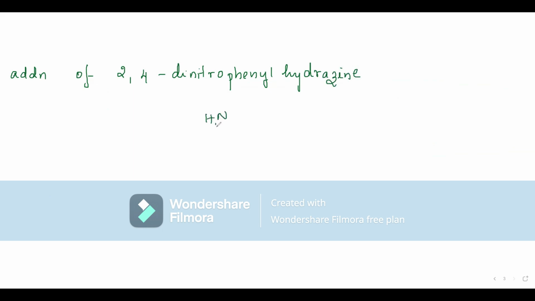Moving on, the next reaction is addition of 2,4-dinitrophenylhydrazine. So what is phenylhydrazine? NH2, NH, the benzene ring, the phenyl group, and now this is the position number 1. Okay, the darkened one. This is position 1.